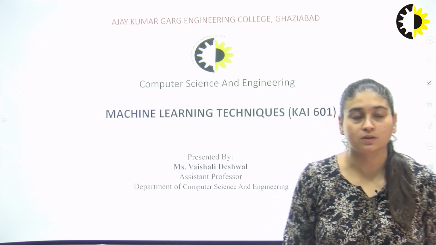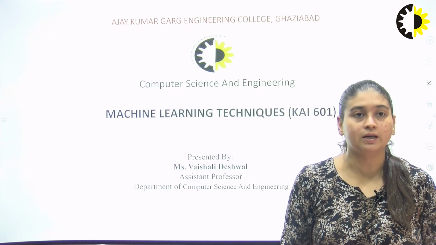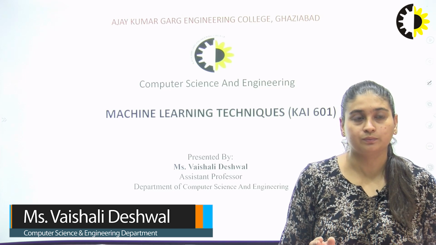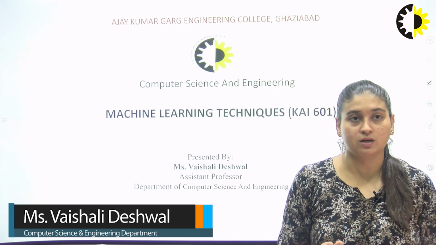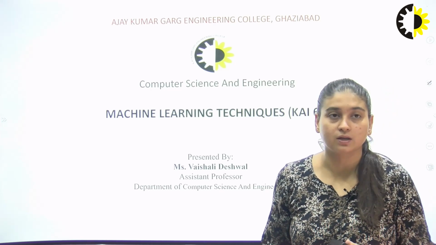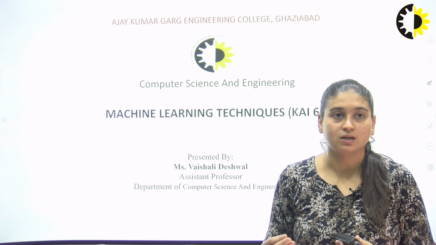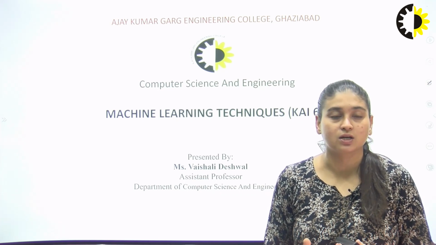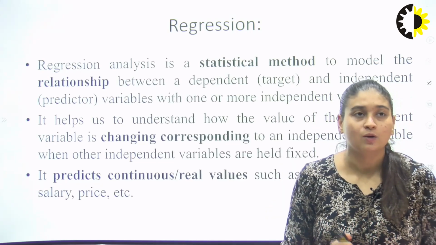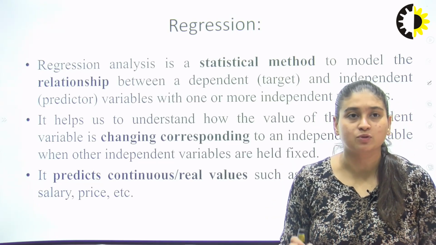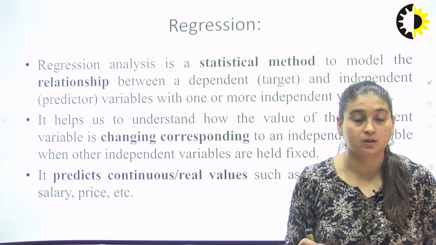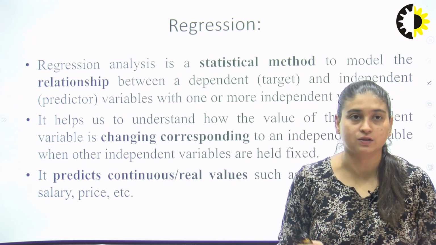Today this is the third session on machine learning techniques, and the code is KAI 601. We are discussing the syllabus of machine learning as per AKTU. In today's session we will discuss some major topics like regression and SVM. The first topic is regression. We'll see what regression is, what the different types of regression are, what SVM is, and what the different kernels are, what is the concept of kernel in SVM.